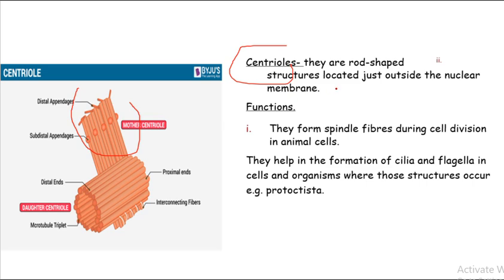Then we have centrioles. The centrioles are rod shaped, as you can see, like rods, and are located just outside the nuclear membrane, and they form spindle fibers during cell division in animal cells. Apart from that, they help form cilia and flagella in cells, basically most unicellular organisms, for example under kingdom Protoctista. And these cilia and flagella are used for movement.